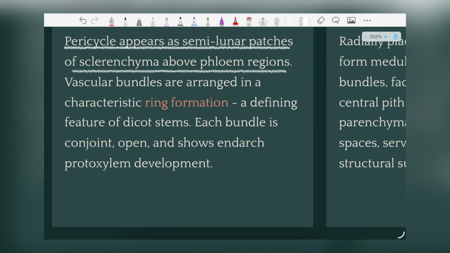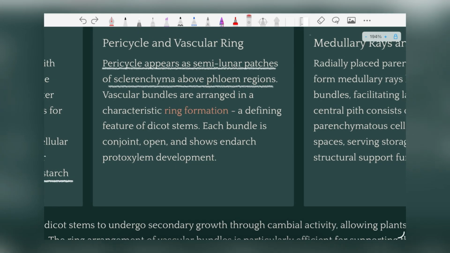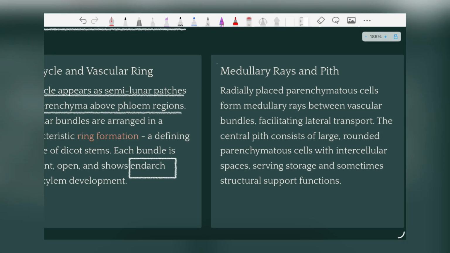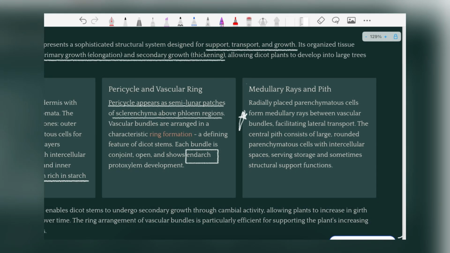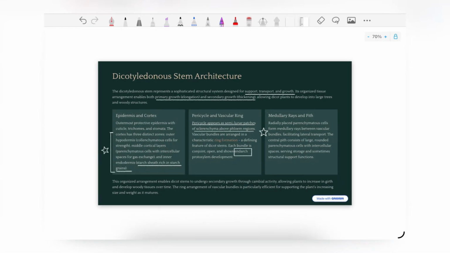Vascular bundles are arranged in a characteristic ring formation. A defining feature of dicot stems, each bundle is conjoint, open, and shows enlarged protoxylem development. Medullary rays and pith. Radially placed parenchymatous cells form medullary rays between vascular bundles, facilitating lateral transport. The central pith consists of large, rounded parenchymatous cells with intercellular spaces serving storage and sometimes structural support functions. This is also important.